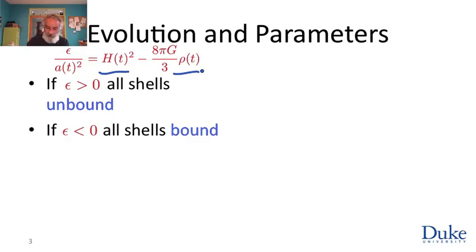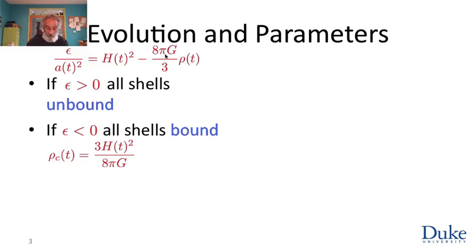To answer it, it pays to define at any time something I'll call the critical density. The critical density at any time is given by the Hubble constant at that time squared, divided by 8/3 pi G, and it is the density which, if you plug it into here, would correspond to epsilon equals 0. So the statement epsilon positive is the statement that the density is less than the critical density. The statement epsilon negative is the statement density is more than the critical density.